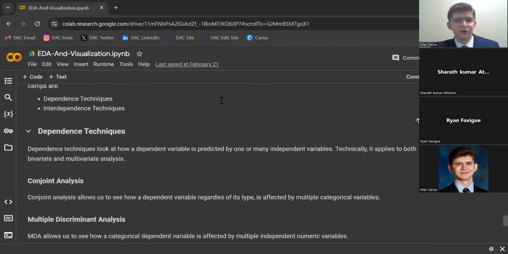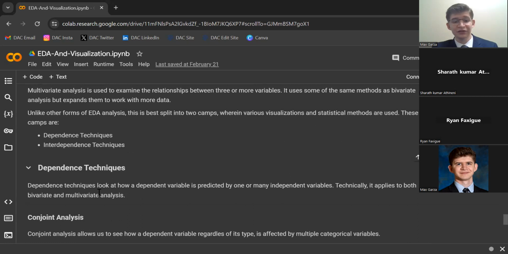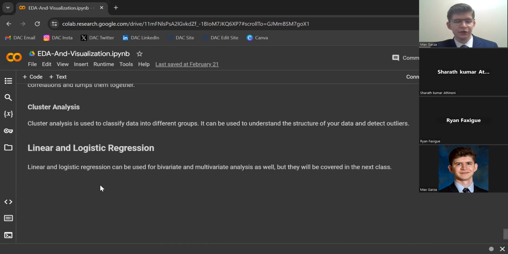Now, an important note about these dependence techniques is that both linear and logistic regression are dependence techniques. So again, they can predict a dependent using multiple independents. But what do they actually do? A linear regression can be used to predict the value of a numeric variable, whereas logistic regression can predict a categorical variable, right? And the output for that categorical does not necessarily have to be binary either.